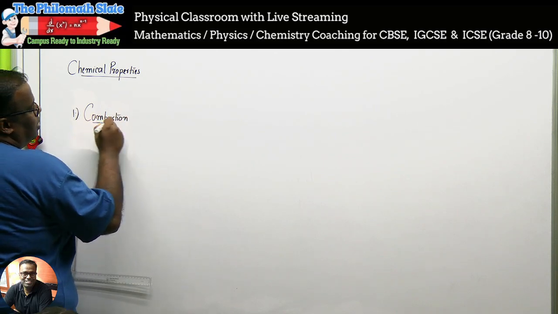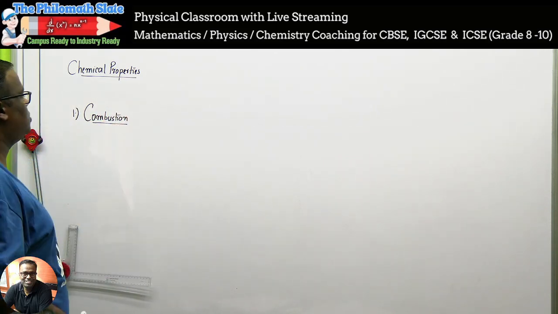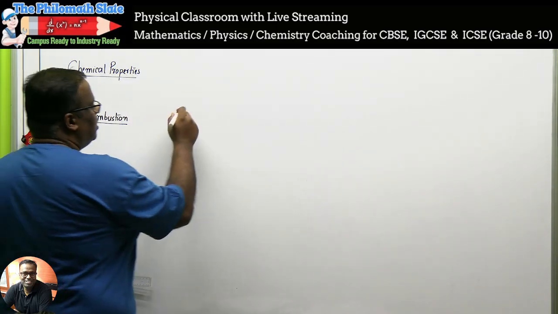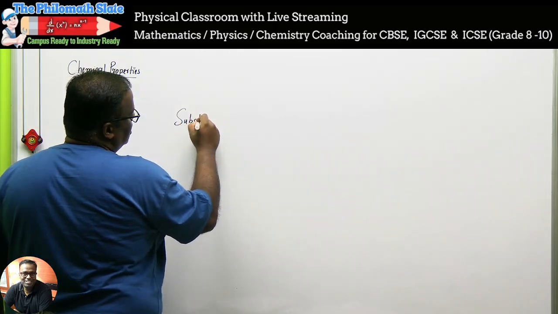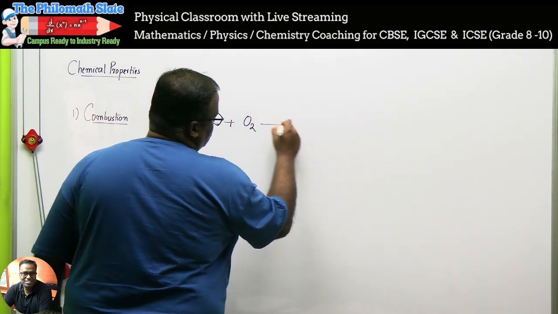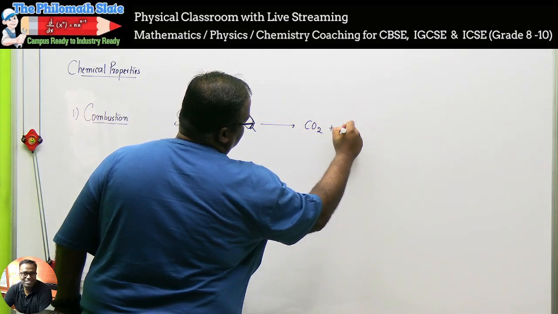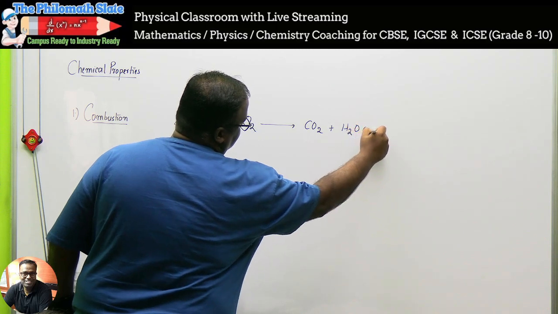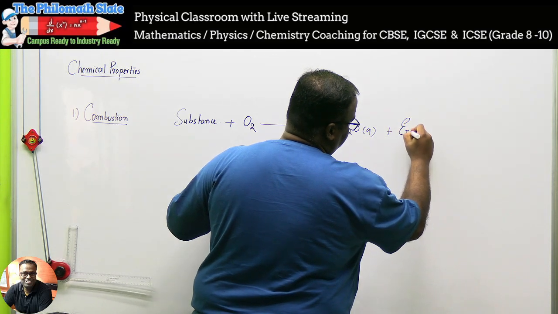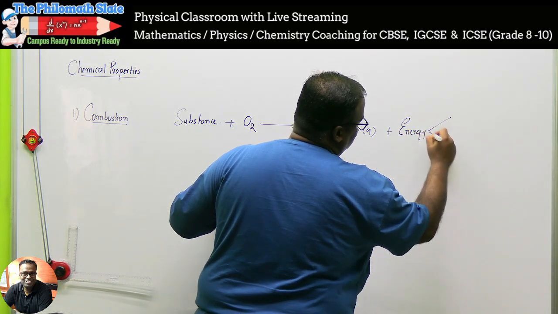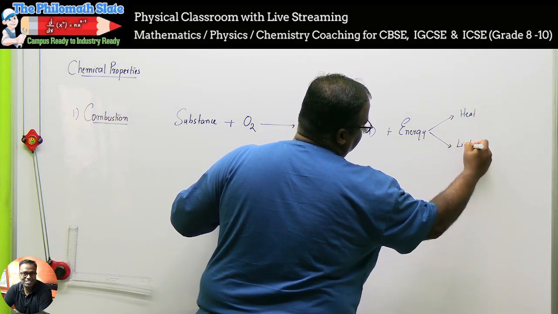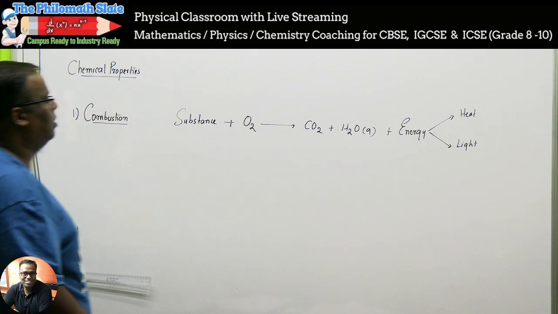Combustion. So what is combustion? Combustion is a process in which a substance burns in air. In combustion, we will have a substance, and this substance will burn in air. It will react with oxygen, usually to give you carbon dioxide and water vapor. This is gaseous, water vapor, and it will give you energy. The energy can be either in the form of heat or in the form of light. This is the process of combustion or burning.